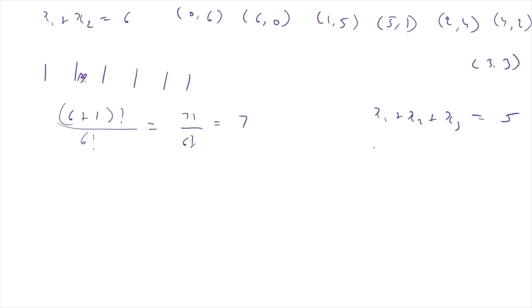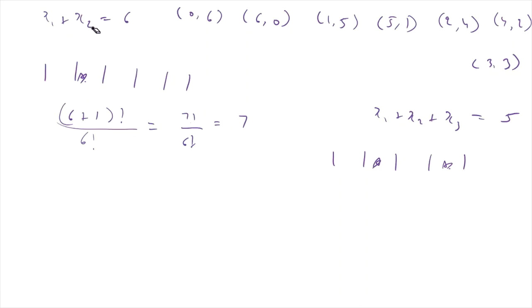Now x1 plus x2 plus x3 is equal to 5. So I have 5 sticks, 1, 2, 3, 4, 5. Now I have 3 variables x1, x2 and x3. So here I can introduce 2 stars. The number of sticks before the first star is going to be the value of x1, the number of sticks between these 2 stars is going to be the value of x2, and the number of sticks after the second star is going to be the value of x3.